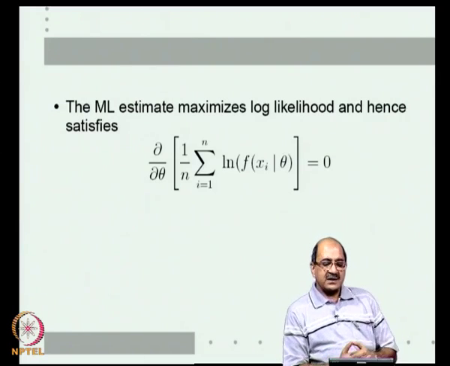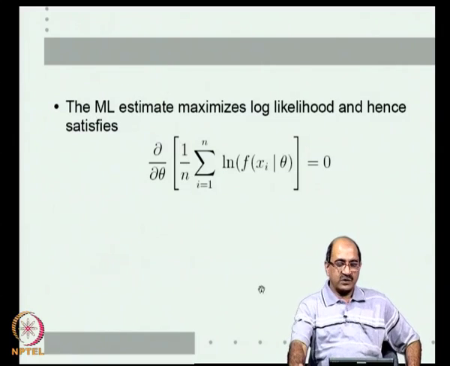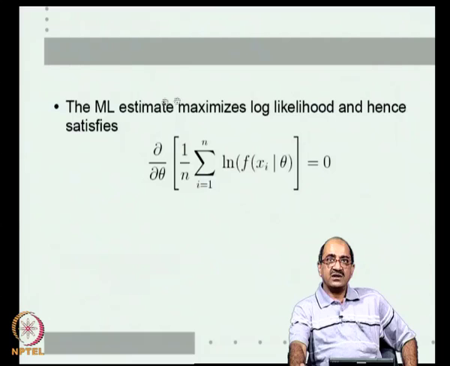The ML estimation maximizes the log likelihood, right. The log likelihood is the sum from i equal to 1 to n of ln f of x i given theta. If it maximizes that, it also maximizes 1 by n of that. So, essentially, to obtain the maximum likelihood estimate, I have to equate the gradient to 0, or symbolically written, the gradient, dou by dou theta of 1 by n sum from i equal to 1 to n of ln f of x i given theta, is 0. This is what the maximum likelihood estimate satisfies.